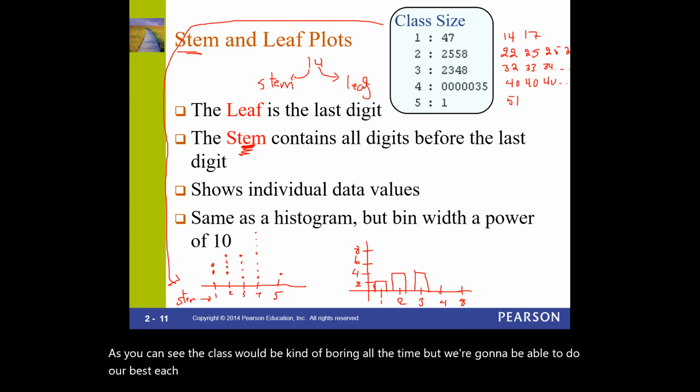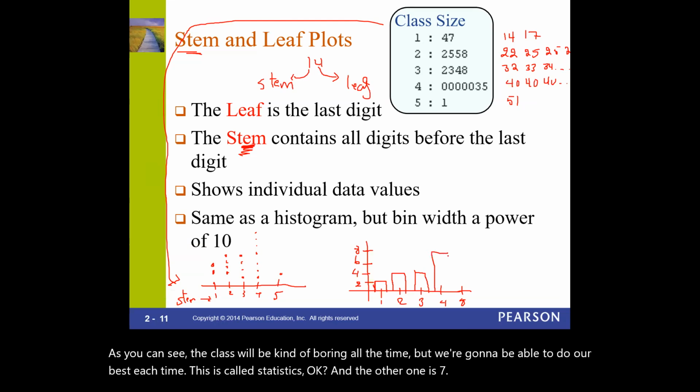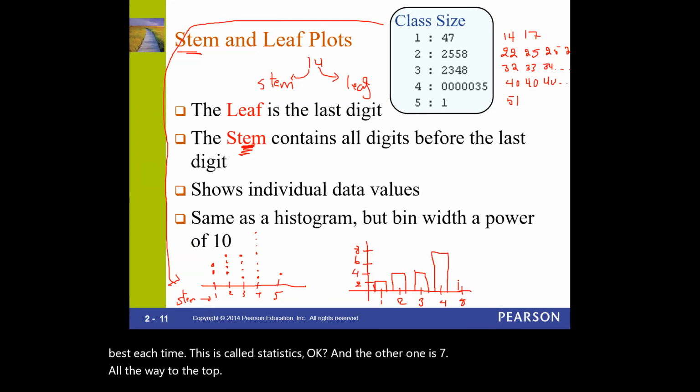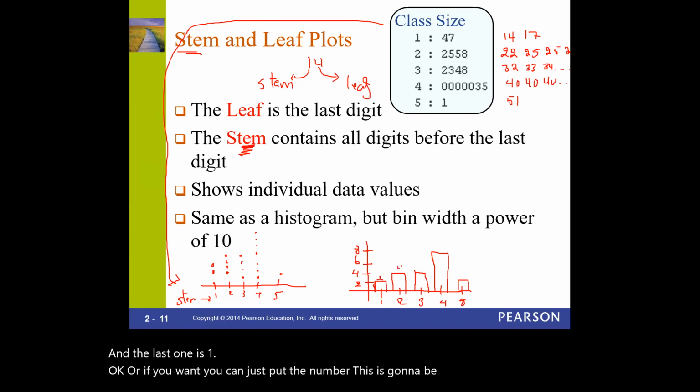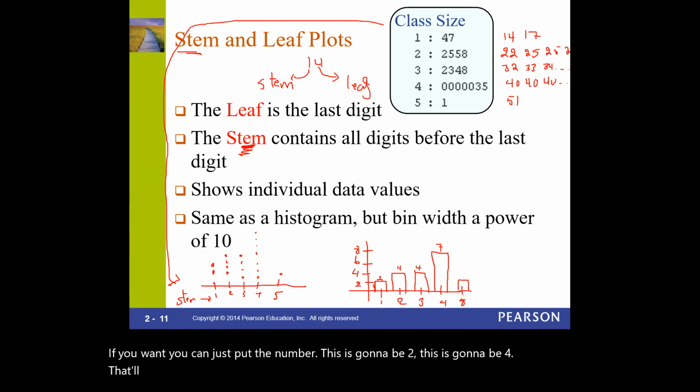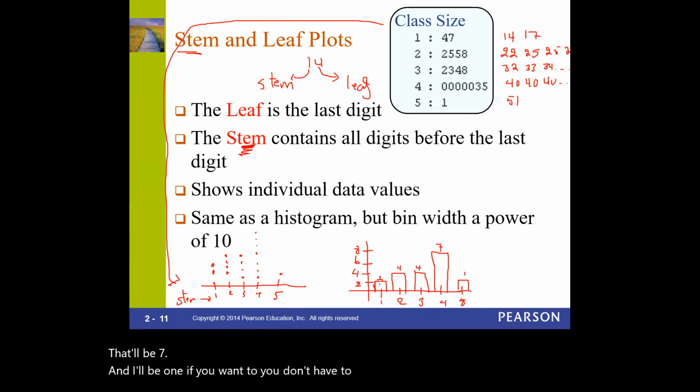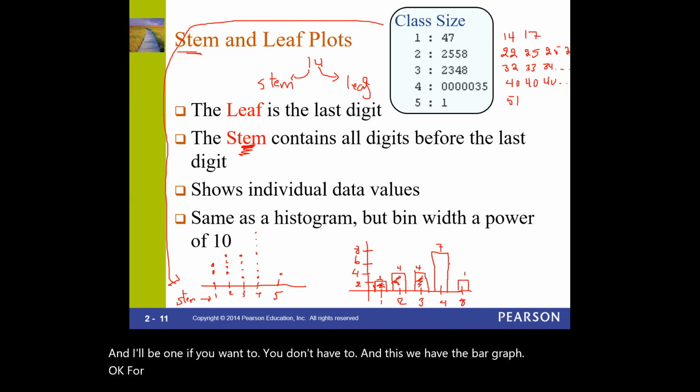This is called statistics. The other one is 7 all the way to the top, and the last one is 1. Or if you want, you can just put the numbers: this is going to be 2, this is going to be 4, 4, that'll be 7, and that'll be 1. You don't have to. And this way you have the bar graph for the stem and leaf.